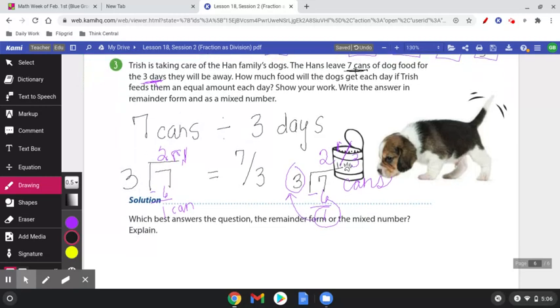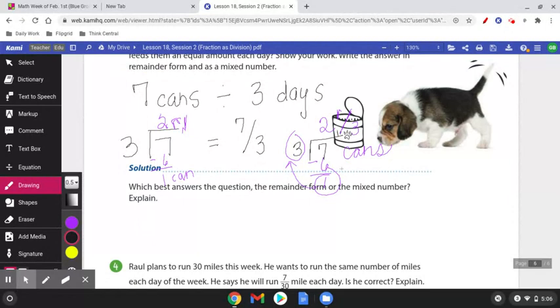And then we kind of talked about that already underneath it. Which best answers the question, the remainder form or the mixed number? Well, definitely the mixed number, because there's no need to keep an extra can. We can divide that up very easily. So they could get a little bit more each day. So instead of just using 2 cans and saying we got an extra can and we don't know what to do with it, we can go ahead and say they get 2 1/3 cans per day. So definitely the mixed number makes more sense.